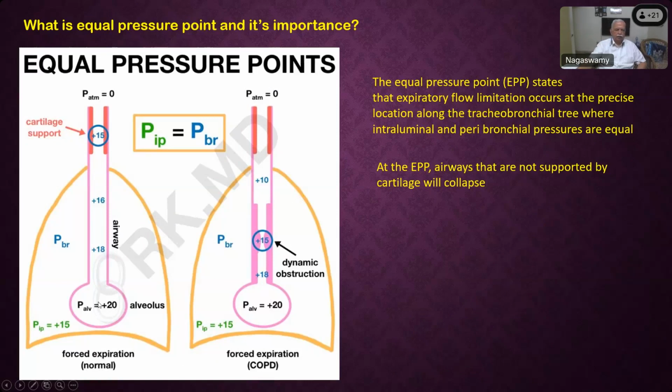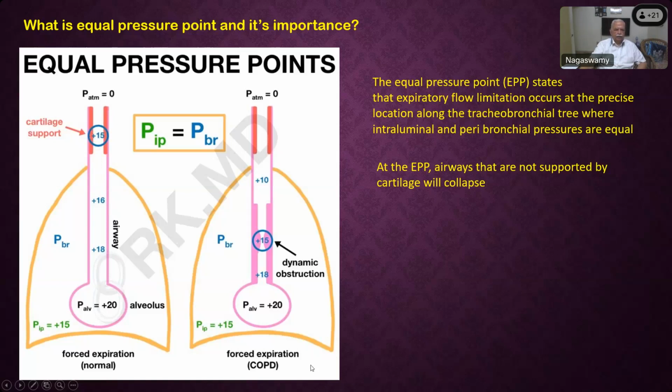In a normal person, this is the alveoli which has got the air, and as the air travels along the airway, the pressure, which is plus 20 millimeters of mercury, gradually drops because it is going to a larger airway. When it reaches 15 millimeters of mercury, it has come to a part of the tracheobronchial tree well supported by the cartilage. So air is still able to go out, and ultimately when it reaches the mouth, it becomes equal to atmospheric pressure.